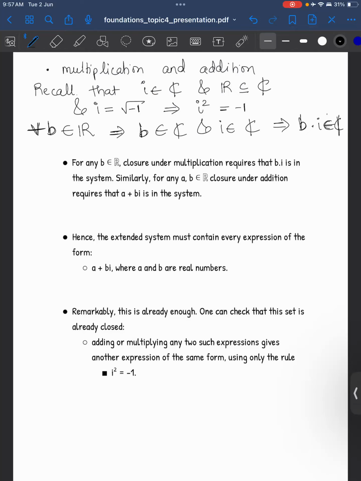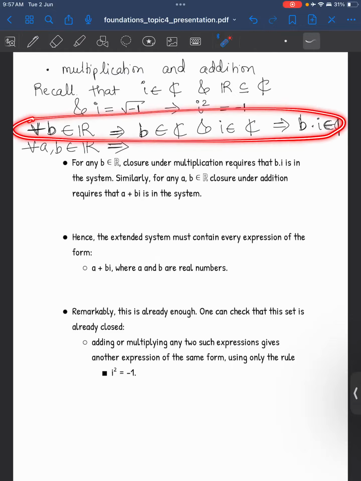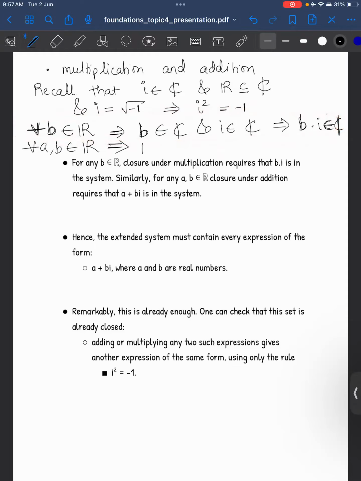Now also let's look at the implication of addition. So if we start with any a, b in the set of real numbers, again from point one, because we want this property, we know that b dot i belongs to C.